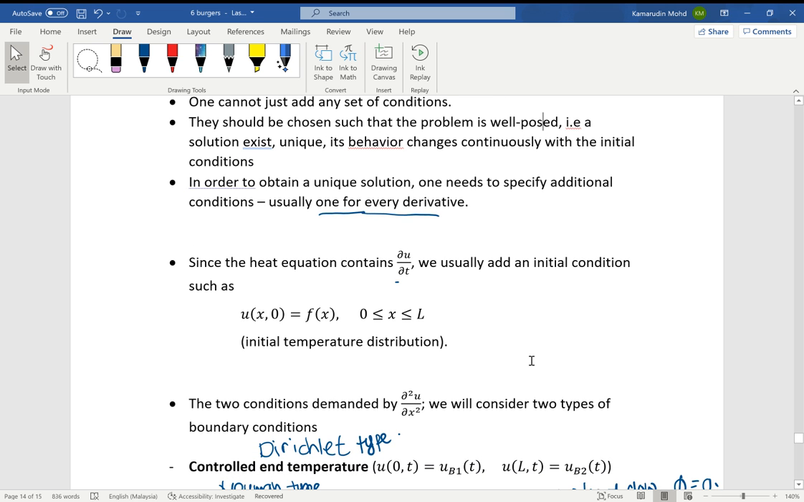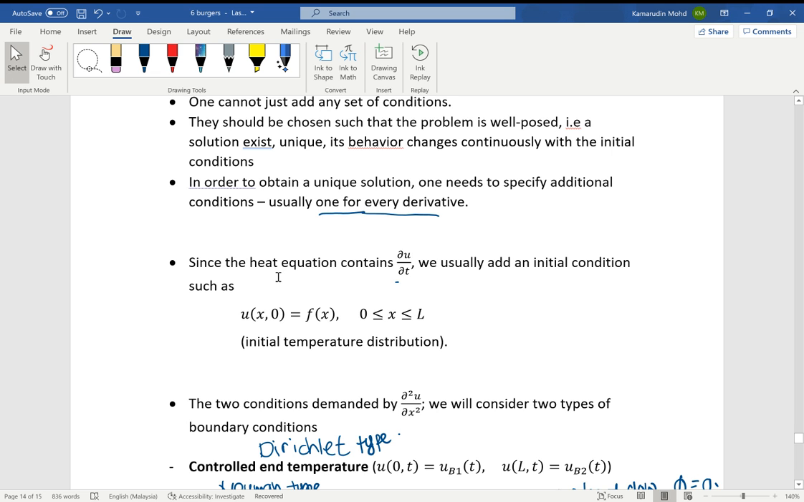So as we can see from the heat equation, there are two terms. First, we have del U del T on the left, and the second term is del square U del X square on the right. Okay, so here is the first derivative. So based on this, we have one condition for this. And another term is del square U del X square, the second derivative, and there we will have two conditions.